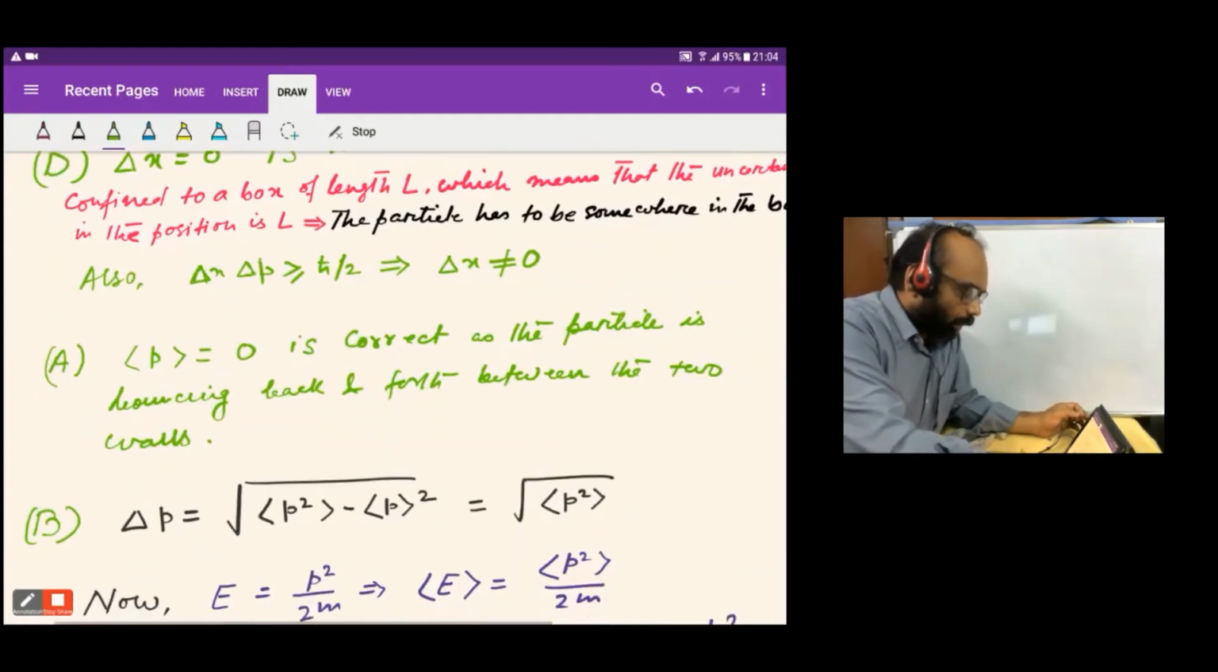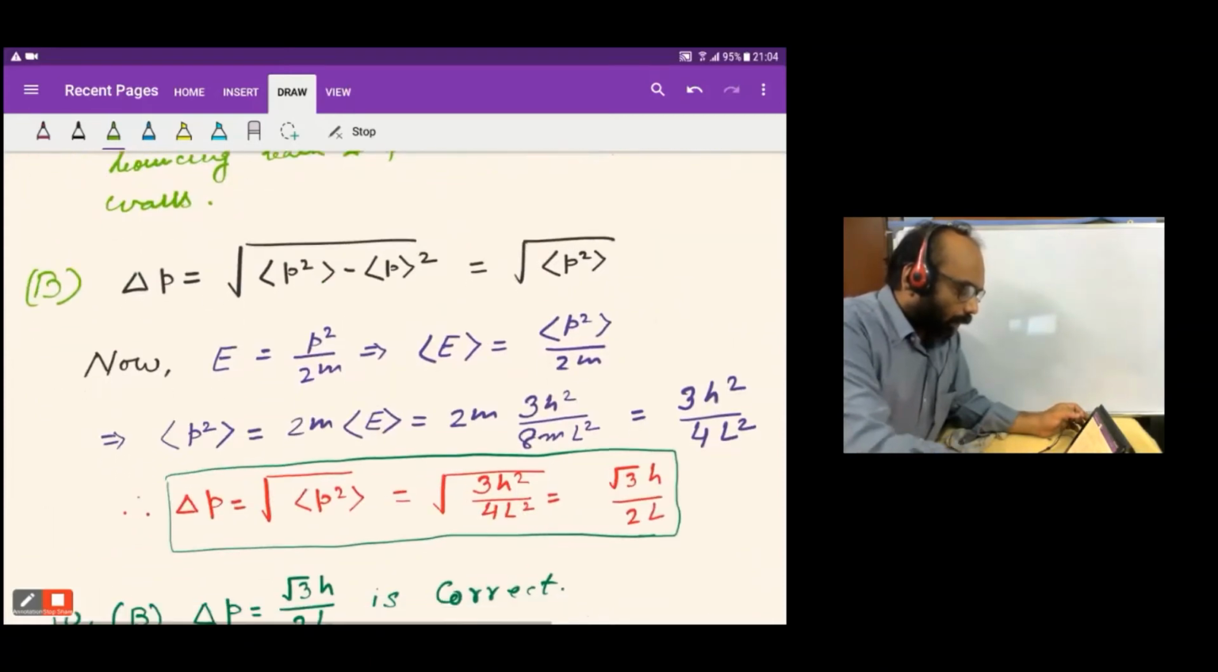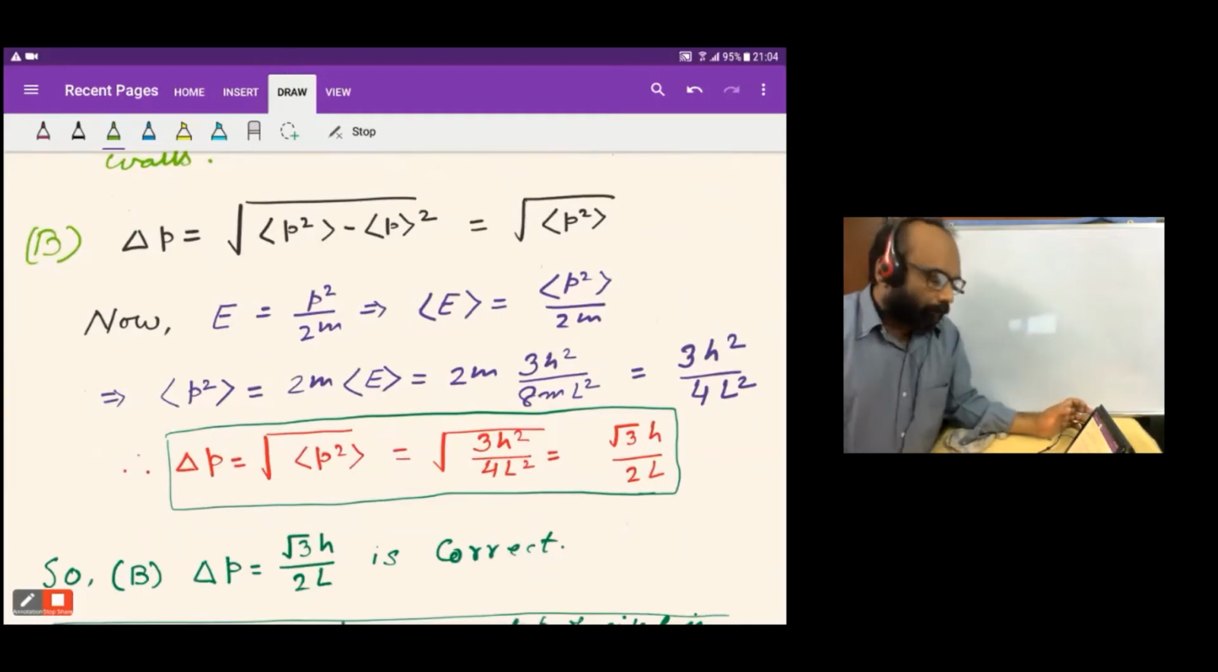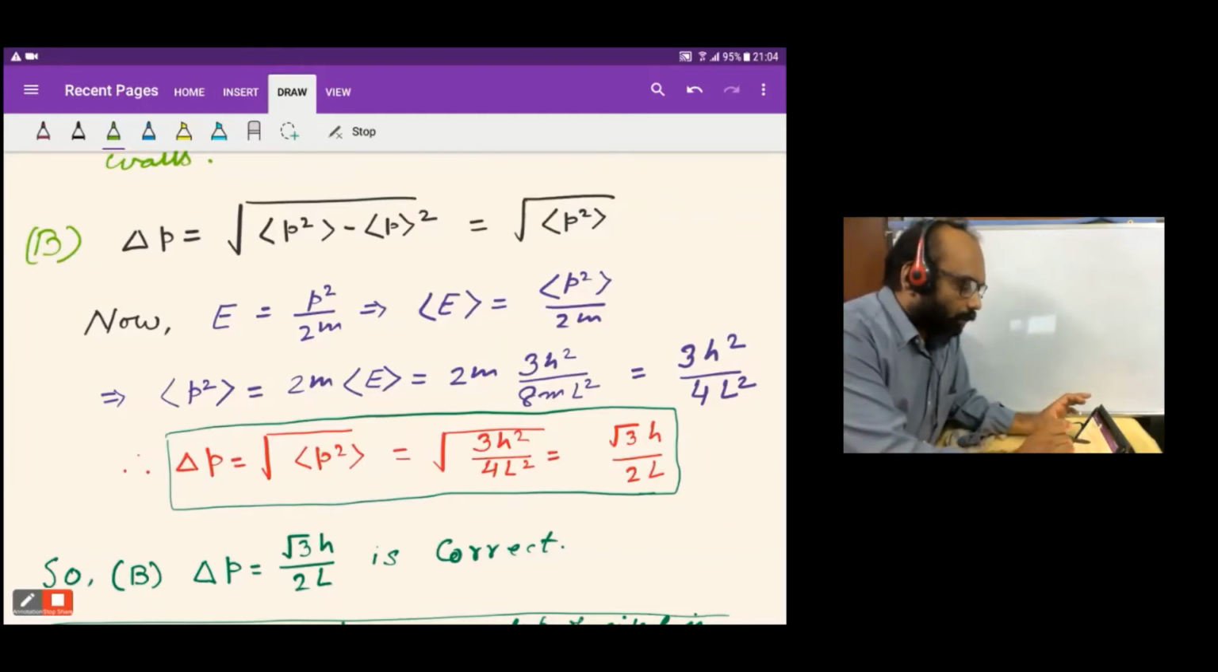Next, we are asked whether option B is correct or not. So delta P, the uncertainty in momentum, is given by the square root of the average of P square minus the square of the average. So P average is 0, so that portion is 0.